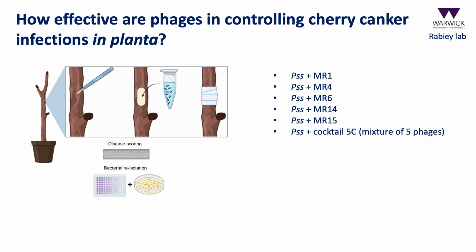Then we do a lot of infection assays in the glasshouse. It has to be at the right time, so usually we do them in winter. We have a 1 month window to do the experiments. We infected the cherry woody tissues with the PSS and each of the MR phages, like 5 of them, and a cocktail, a mixture of 5. We measured disease score and we looked at the bacterial population count.